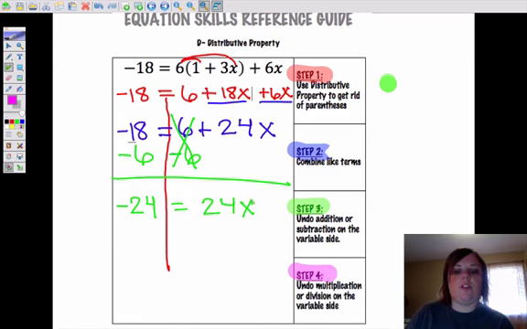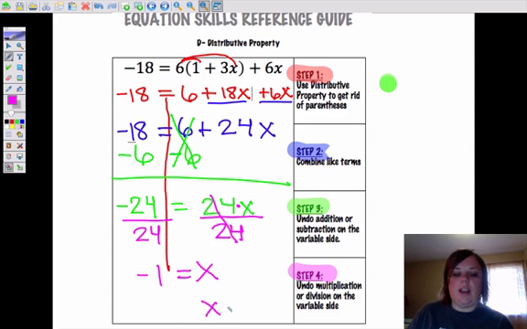Okay, for step 4, that is undoing multiplication or division on the variable side. So I have 24 times x, so I would need to divide by 24 to cancel those out, but if I do it to that side, I have to do it to this side as well. And then these cancel out, positive 24 divided by positive 24. And it leaves me with x, and then negative 24 divided by a positive 24 would be a negative 1. So x is equal to negative 1.